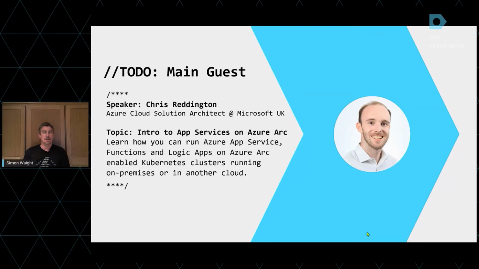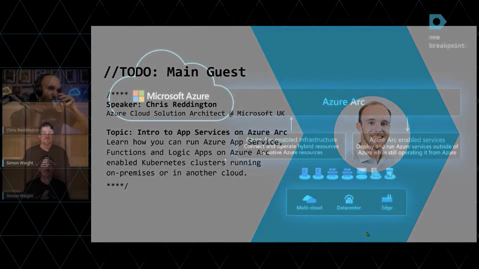So back at Build, we announced the introduction of app services on Azure Arc-enabled Kubernetes clusters. And what this allows you to do is to take the platform as a service offering Azure App Service and run it anywhere that you can run a Kubernetes cluster. I don't want to steal too much of Chris's thunder because he's got a great session lined up for us. So let me get Chris onto the show and we'll get things started.